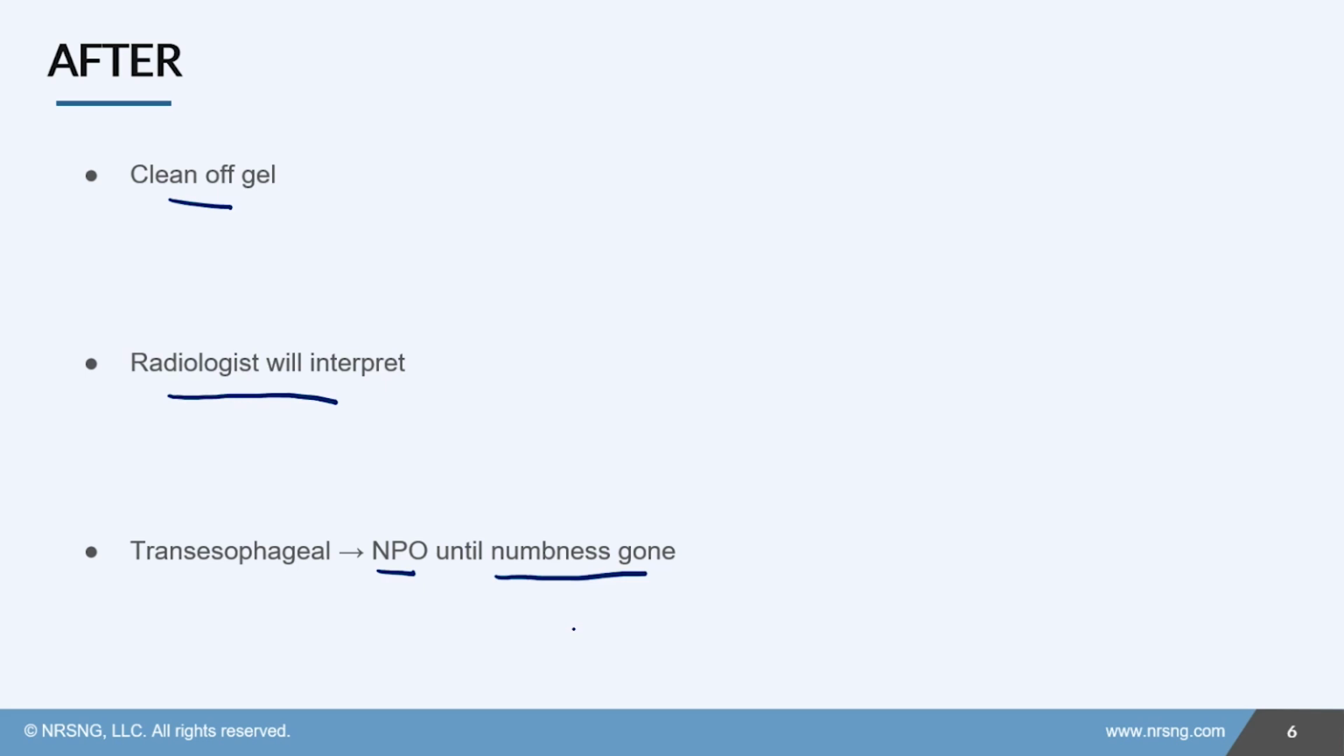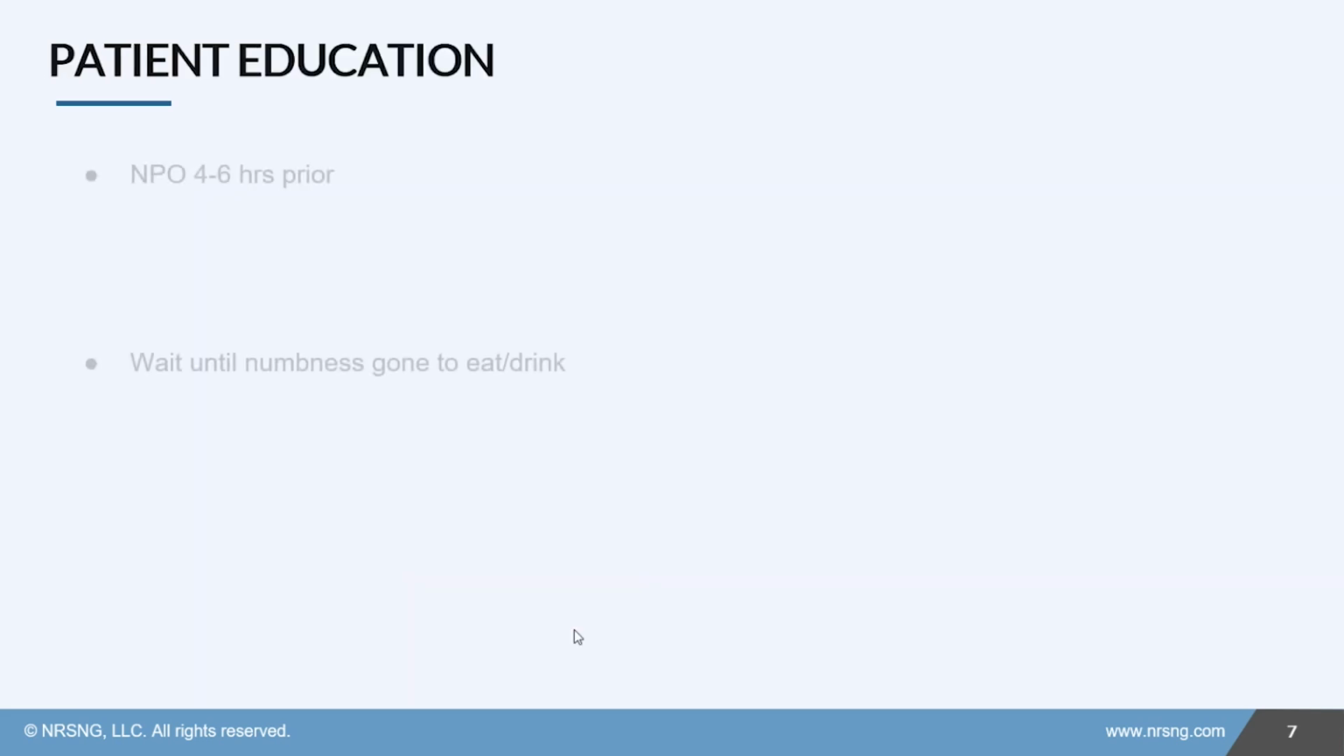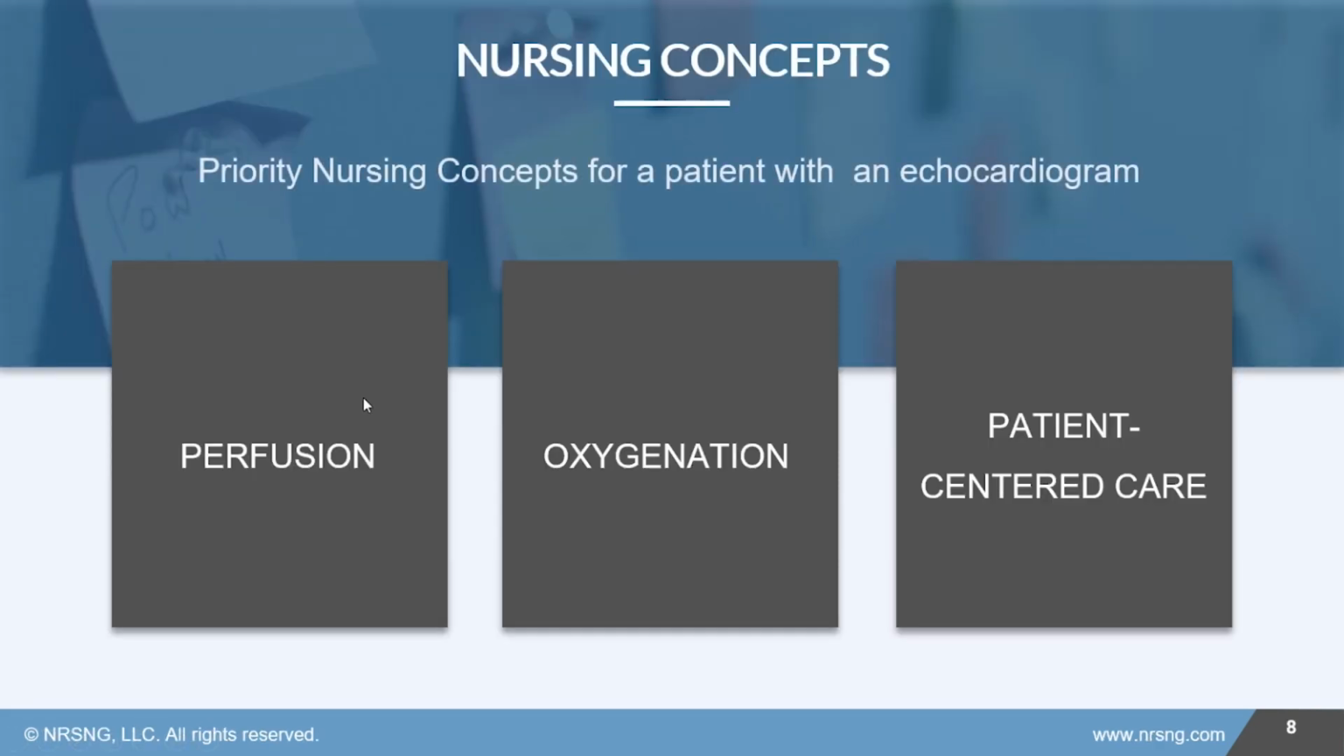So let's touch on patient education next. Prior to the test, the doctor might order the patient to be NPO, usually the day of the procedure, which means nothing by mouth for a few hours. Let the patient know that they shouldn't eat or drink anything until that numbness is gone, because we don't want them to choke and aspirate on something. All right, guys, so our priority nursing concepts for the patient with an echocardiogram are perfusion, oxygenation, and patient-centered care.